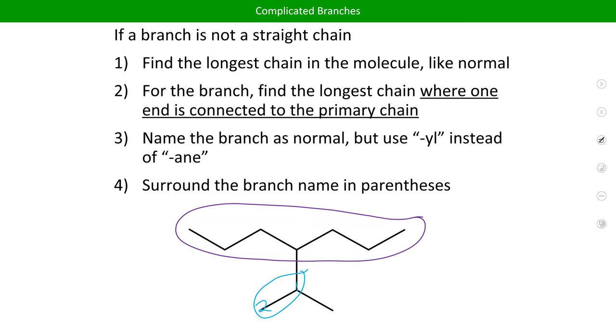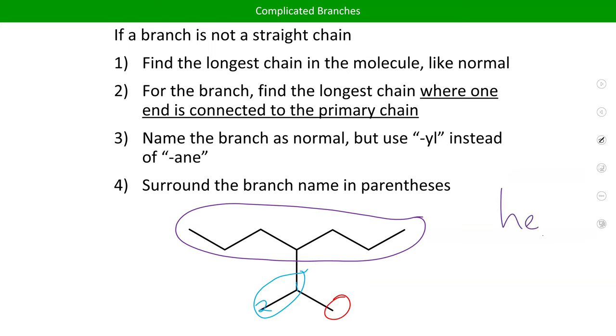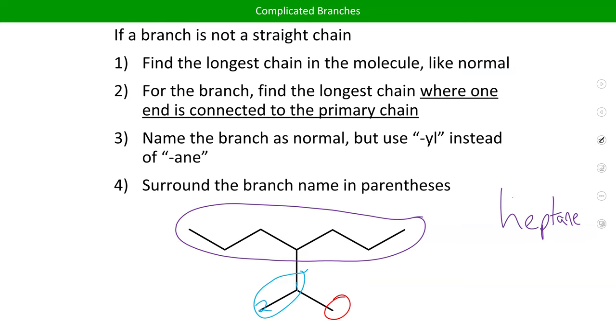And so the way we name this is, color code this, our longest continuous carbon chain still makes this heptane. Then on the heptane, there's an ethyl group. So ethyl heptane, except that then the ethyl has a methyl.